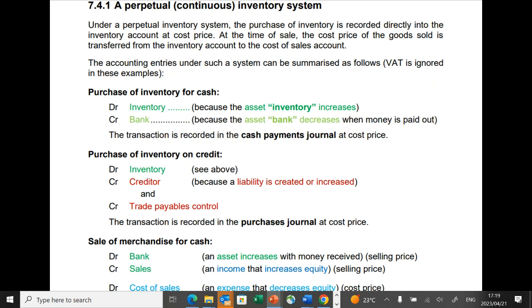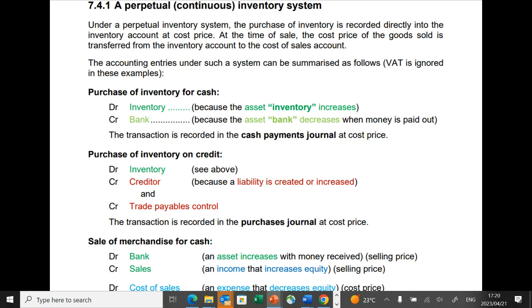Then the second transaction that we need to do here, I think when I was doing this slide, it cut here. But here, what you're going to do now is that we need to transfer the cost price of the goods that have been sold from the inventory account to what? The cost of sales. Remember that we have sold these goods.